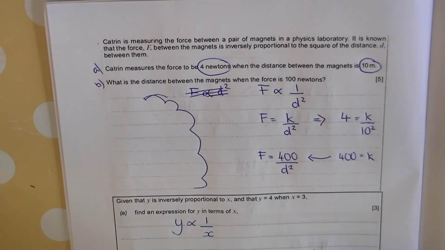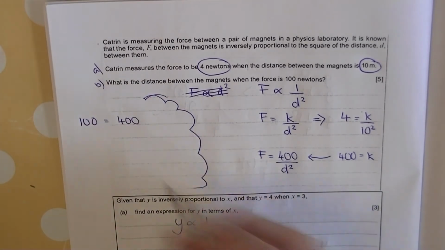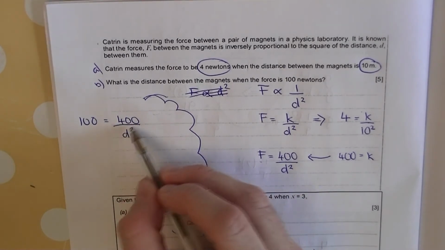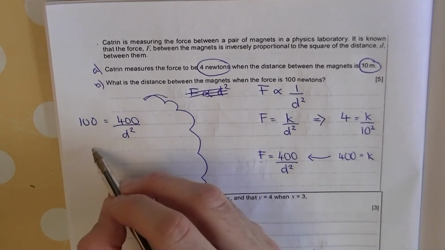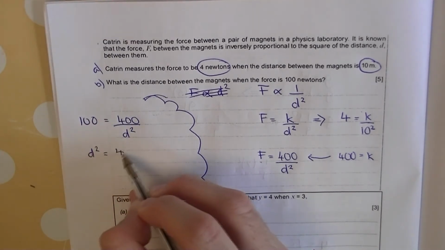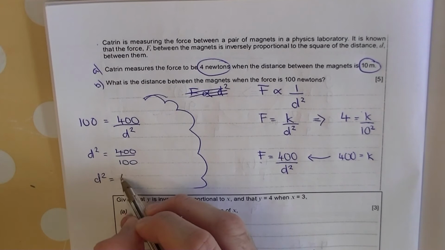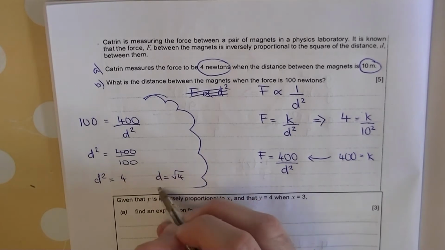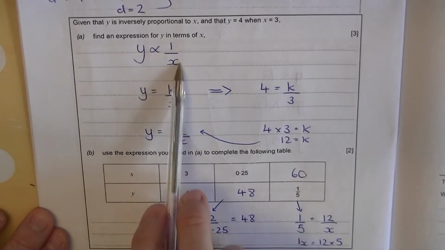So the force is 100, F is 100, which is equal to 400 divided by d squared. Just put 100 in instead of F. Instead of dividing by d squared, take that up as a times. 100 times d squared is equal to that, and then I can bring the 100 down as a divide in its place. So d squared is 400 divided by 100, which is 4. And to find d, I take the squared over as a square root, and the square root of 4 means that that is 2.